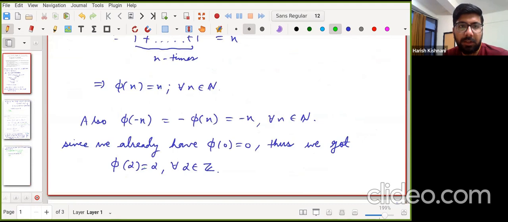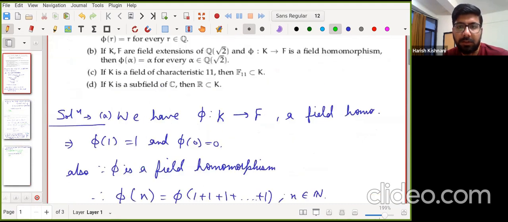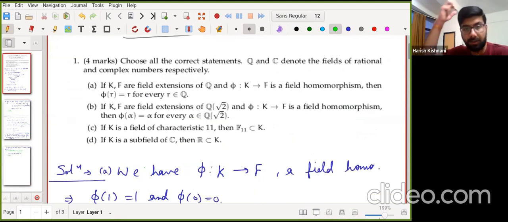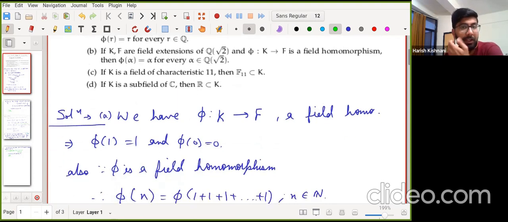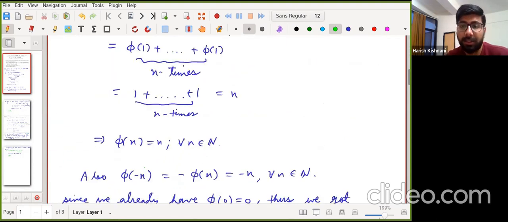Okay, so the third part says if K is a field of characteristic 11, then F_11 is contained in K. This has already been discussed in the lectures.